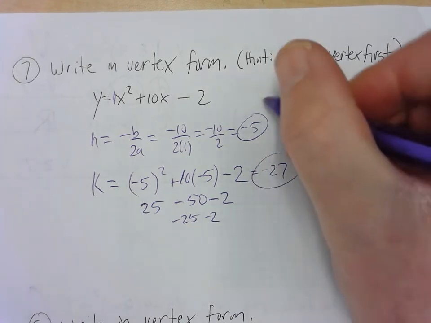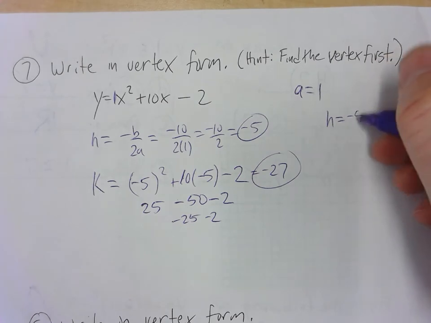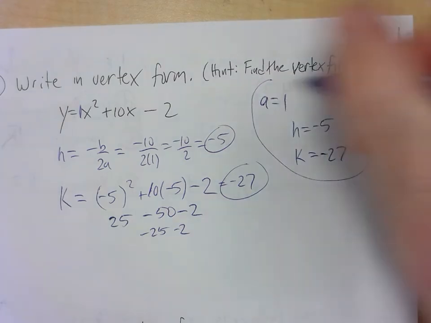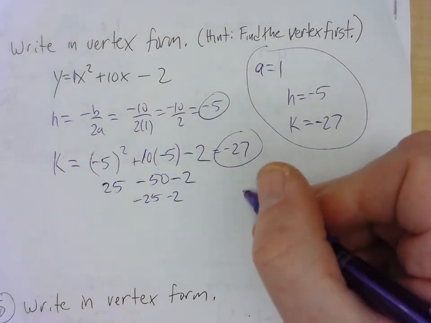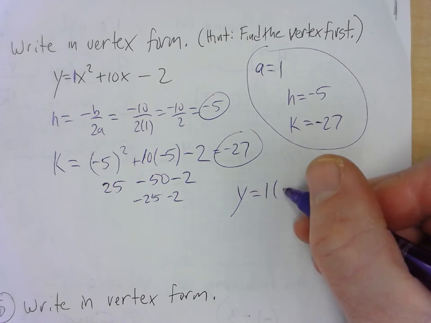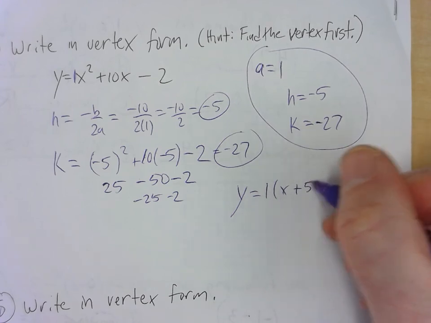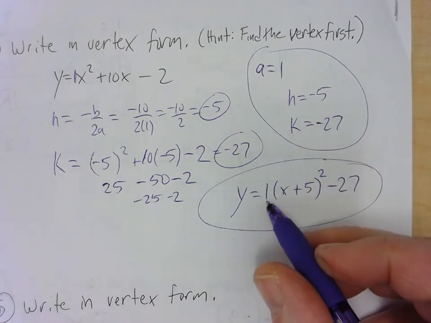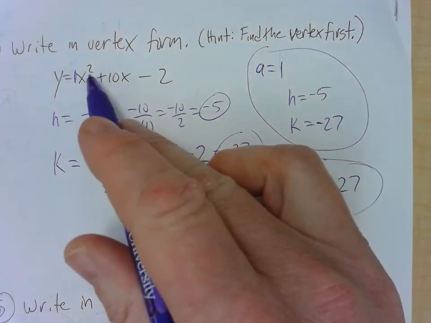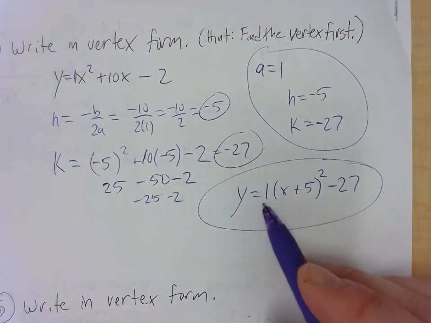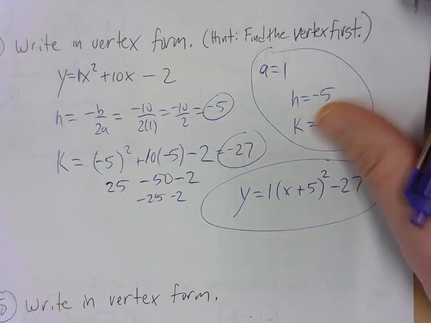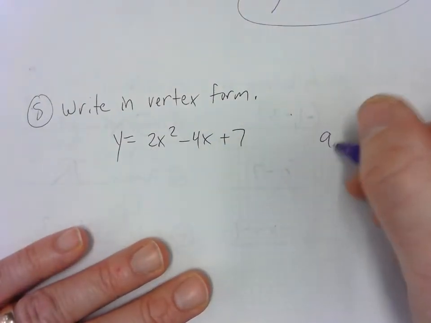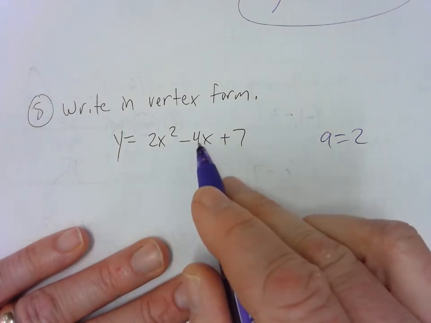So I have the h, which is negative 5, the k which is negative 27, and I have the a. So I have all the information I need to put it in vertex form. So it's y is equal to 1 times x plus 5, because it's a double negative, squared minus 27. You don't have to write the 1 there, but I'm just recognizing the fact that it is 1 and it's the same between the two. So you don't have to write anything there because it's assumed that it's a 1. But down here, this is definitely not 1. It is 2. So a is 2 for free, because it's ax squared plus bx plus c.